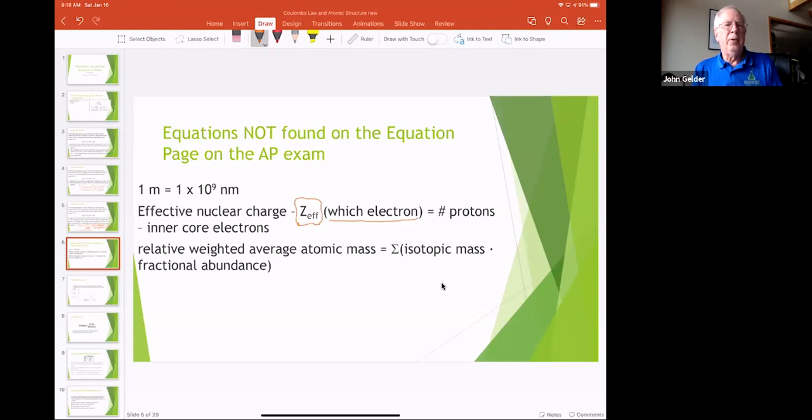And then the final relationship is the relative weighted average atomic mass, also known as the RWAM, which is the summation of the isotopic masses times the fractional abundance. And so those kinds of ideas are also important when we look at mass spectra. So those are relationships that do not appear on the AP exam equation page that we recommend that you have in mind in preparation for the AP exam.